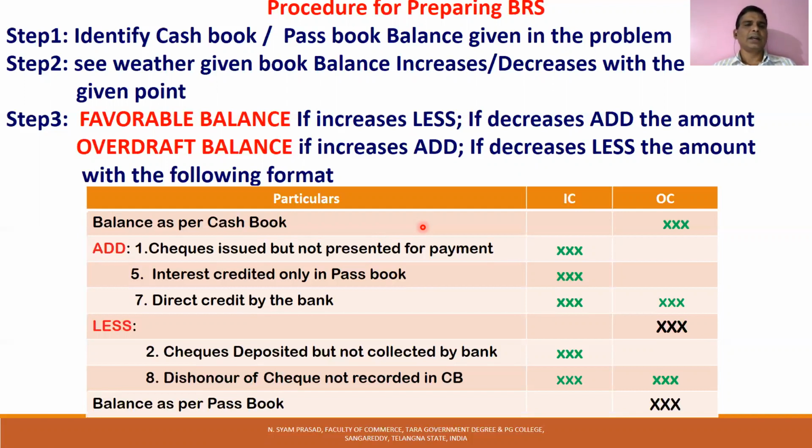So first point, identify whether cash book balance or passbook balance is given. Second point, the points of difference, 5 or 6 may be given in the problem. For every point of difference, you have to recognize whether the book balance increases or decreases. The third point, if favorable balance is given, if increases, you have to less, if decreases, you have to add. If OD balance is given, if increases, add, if decreases, less. This is the point.